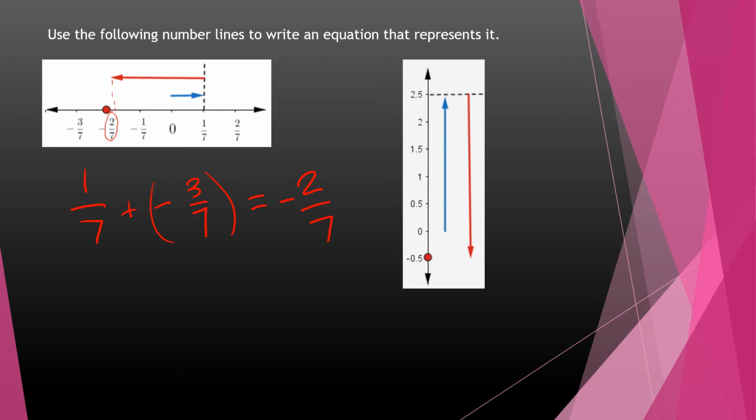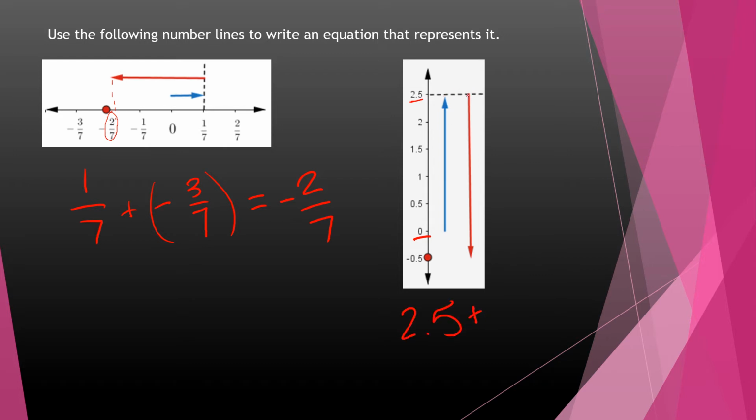Let's try it one more time, and this time we have a different number line. It's a vertical number line, which is something that we don't see very often, but we will see it a few times in the course. So remember, your first number is always where your 0 is. So my 0 is here, which means this blue arrow represents my first number. So I'm going to go from 0 and I'm going all the way up here to 2.5. So 2.5 is going to be my first number.